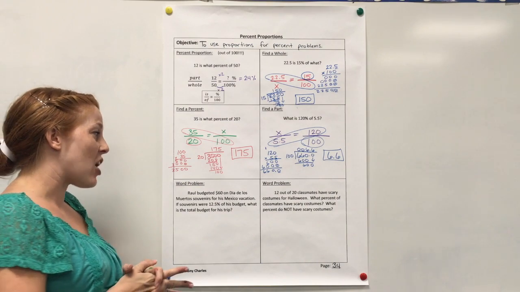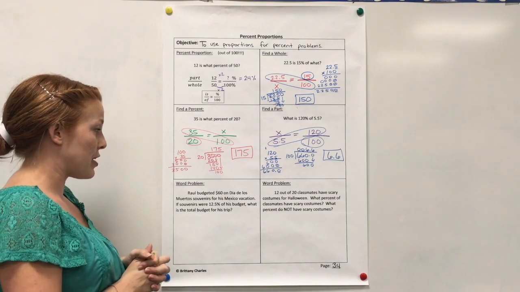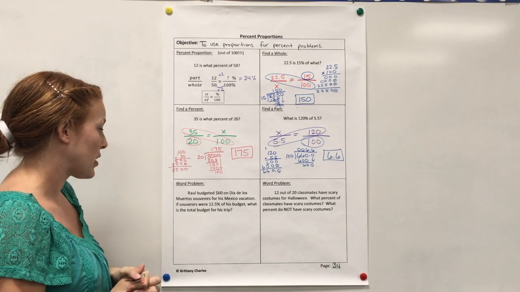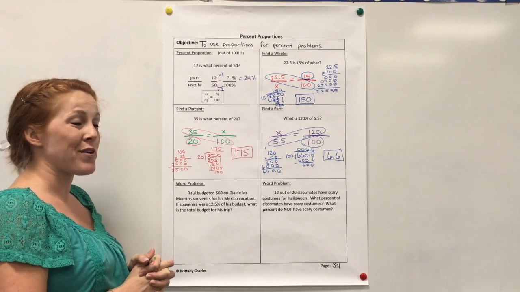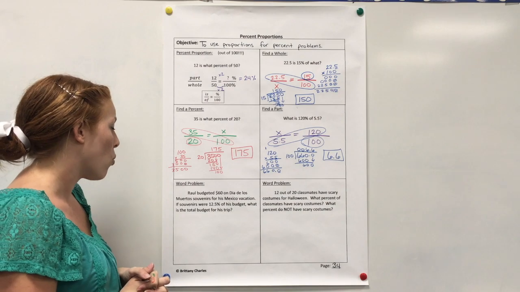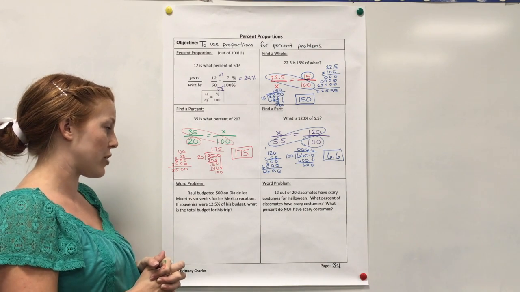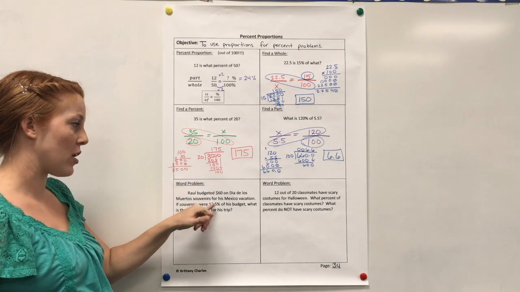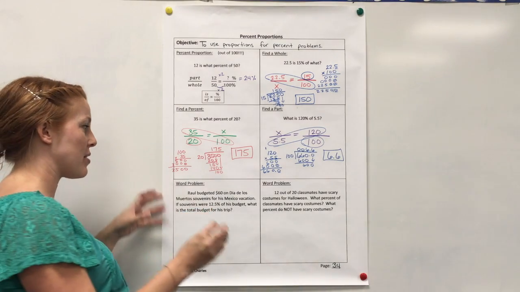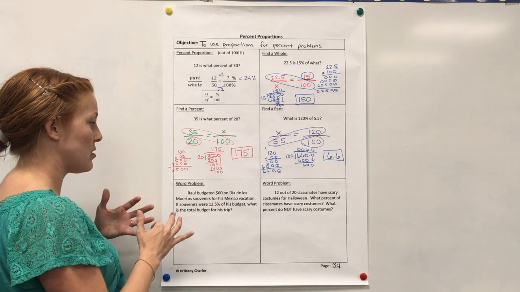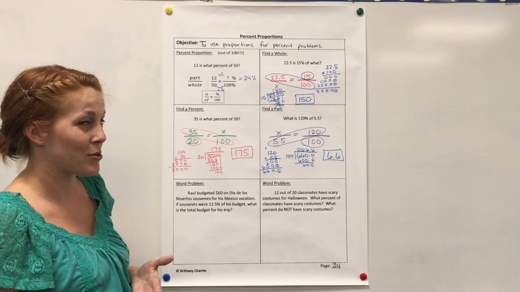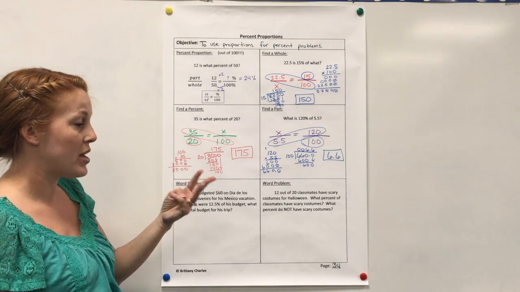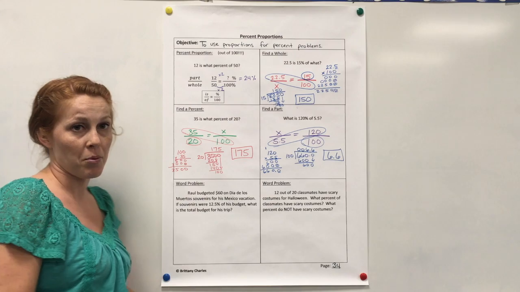Raul budgeted $60 on Dia de los Muertos souvenirs for his Mexico vacation. If souvenirs were 12.5% of his budget, what is the total budget for his trip? Okay, well, first of all, I know I'm given a percent, so I'm given 3 things, well, technically, because I know a percent's out of 100, so that's 3 numbers I know, and I'm missing 1. So I know I can make a proportion.